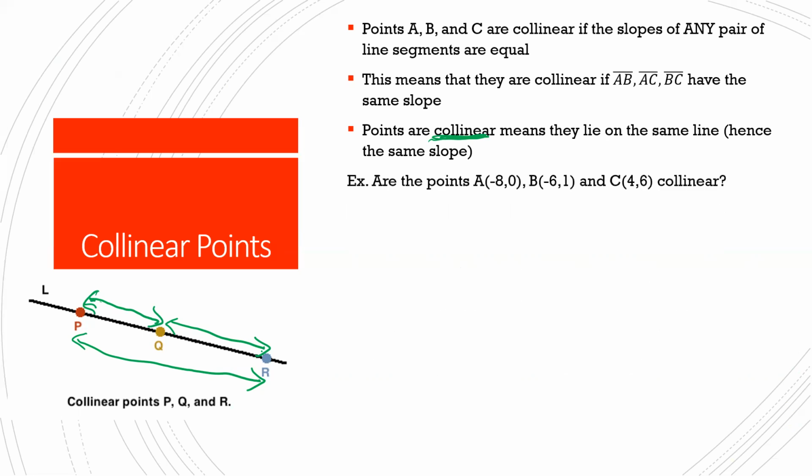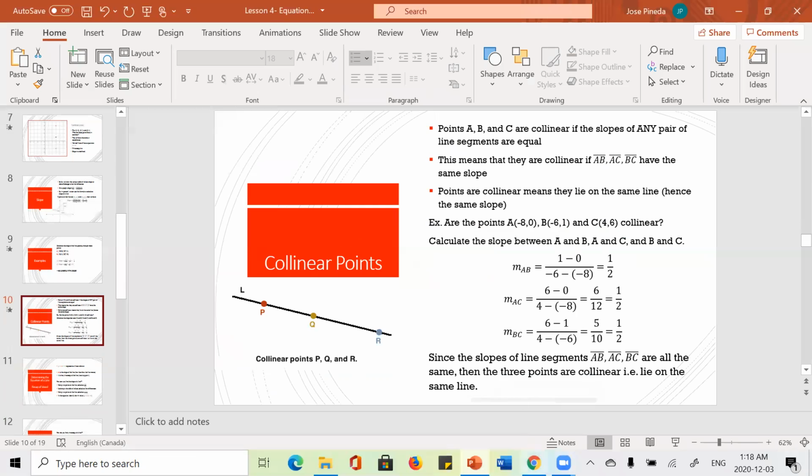So let's look at an example here. Are the points -8, 0, -6, and 1, and 4 and 6 collinear? So before I even start this question, I'm actually going to show you what this kind of looks like on decimals, just so you have an idea. So I'm going to plot these points out. So I have -8 and 0.